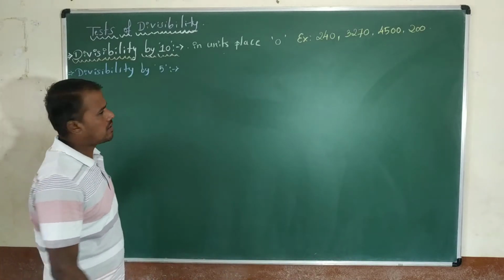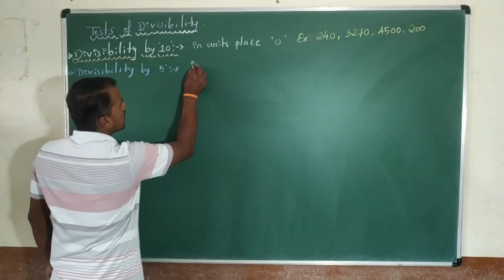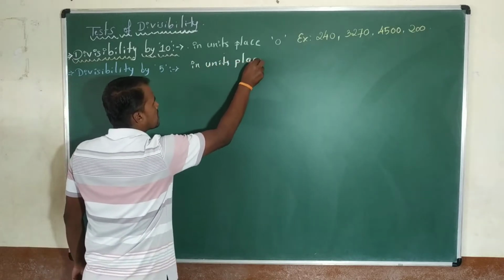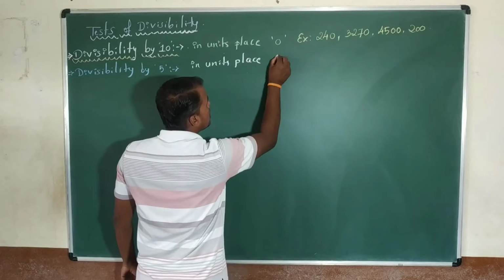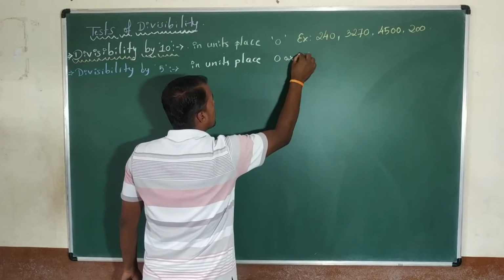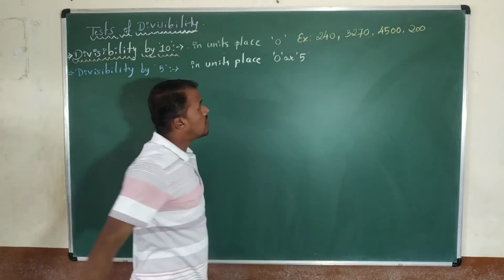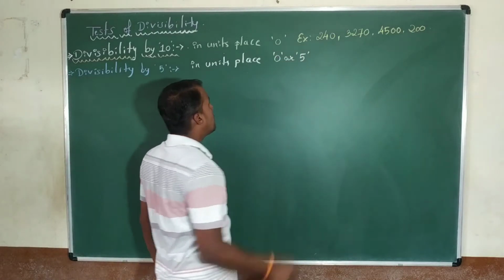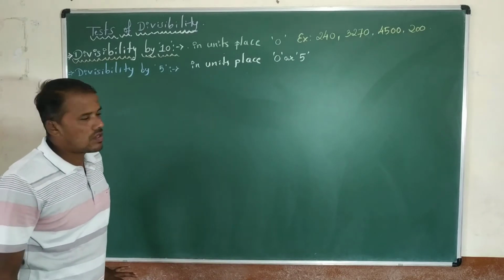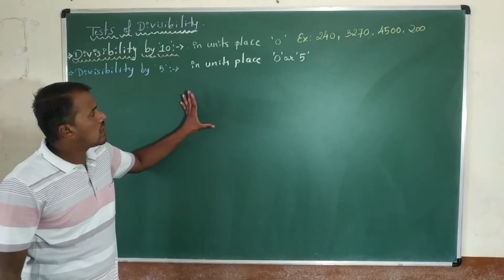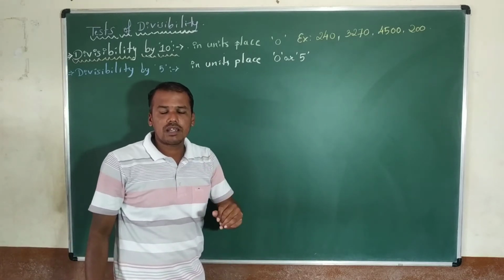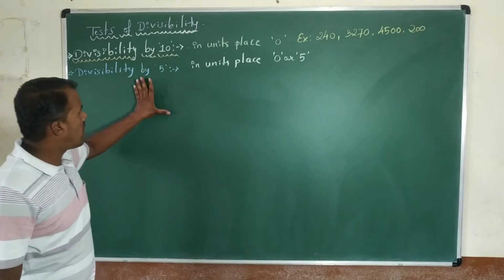A little bit of change is there. What is that change? If the units place of the number has 0 or 5, then we call that number divisible by 5. The number in its units place has 0 or 5, then the given number is called divisible by 5.